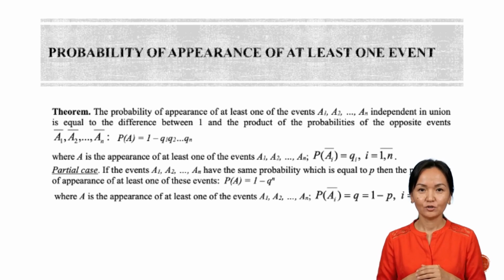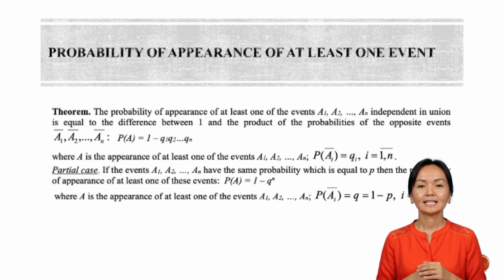This is a very clever approach because instead of trying to calculate the probability of at least one event occurring directly, which can be complicated, we calculate the probability that none of the events occur and subtract that from 1. Since the events are independent, the probability that none occur is simply the product of the probabilities of each event not occurring. If each event A subscript i has probability P subscript i of occurring, then the probability of it not occurring is Q subscript i, which equals 1 minus P subscript i.